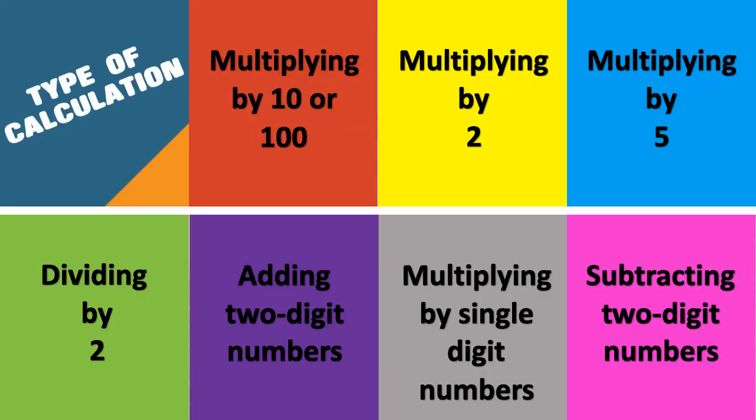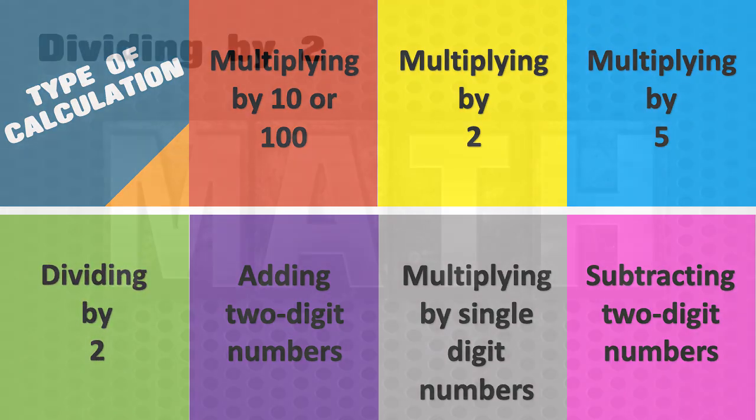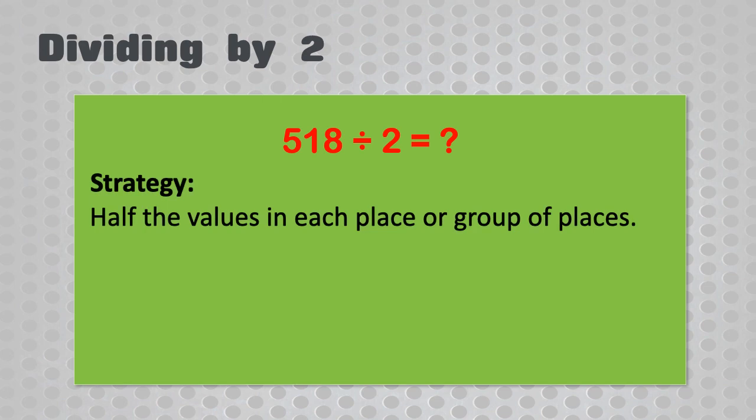Let's look at what to do when dividing by 2. When we divide by 2, it is easy to do. Take for instance 518 divided by 2. The strategy here is to half the values in each place or group of places. So, let's break down 518. We can break that into 500 plus 18.